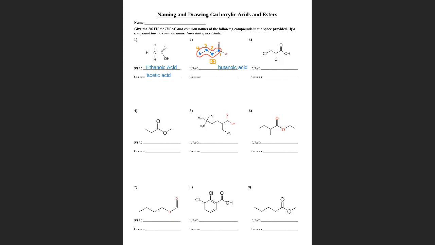So in that case, we would add the 2-methyl to this butanoic acid. So 2-methyl butanoic acid. Now the common name is actually going to be very similar to this. The only difference with the common name is that instead of calling it butanoic acid, we call it butyric acid. It could be 2-methyl butyric acid.